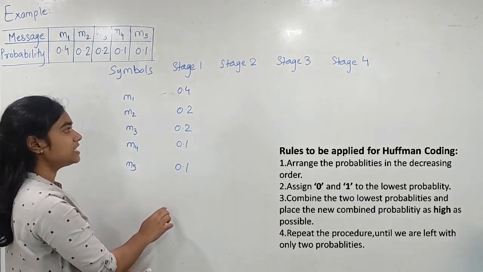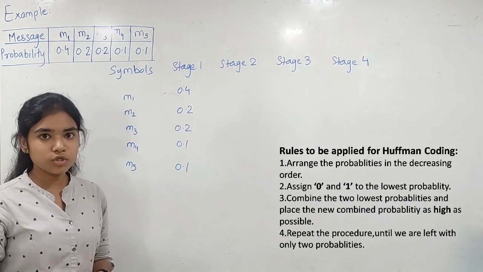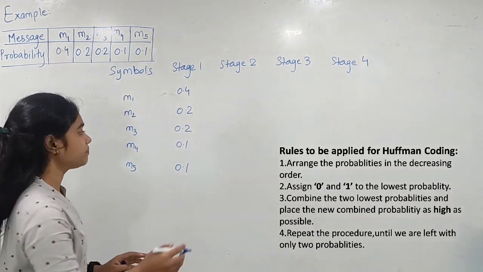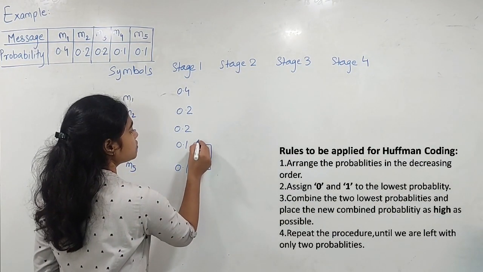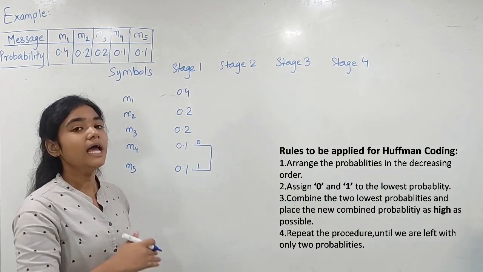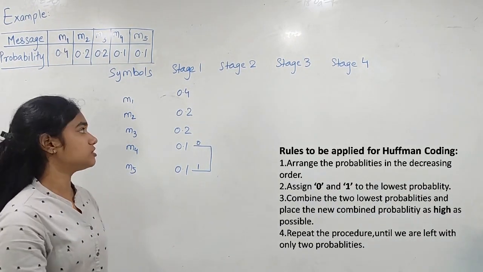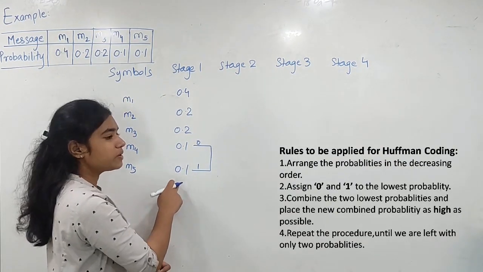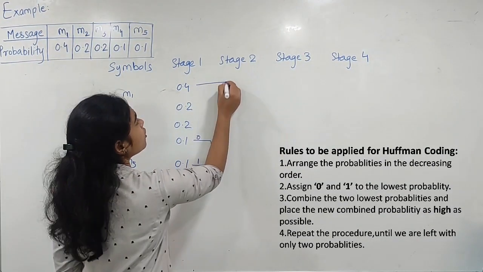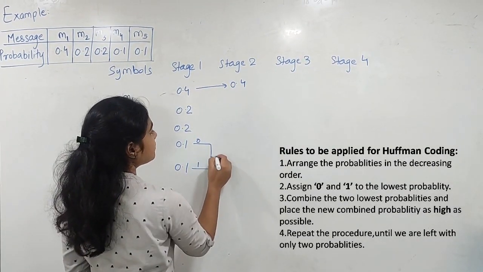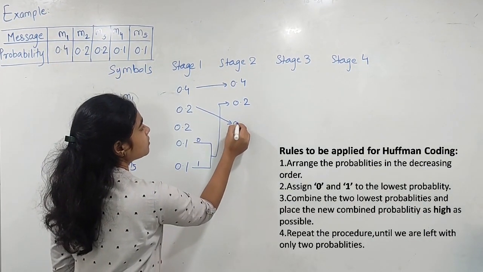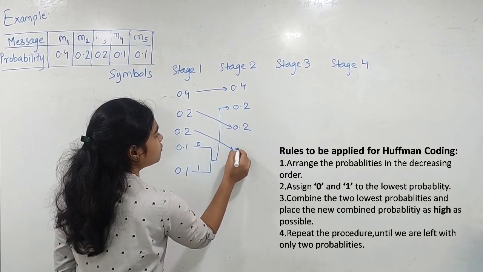So we have done that. We have arranged it in decreasing order. As rule 2 states, we have to assign 0 and 1 to the 2 probabilities which are lowest. These are the 2 lowest probabilities. We assign them 0 and 1. Now as rule 3 states, we have to combine them and place it as high as possible. 0.1 plus 0.1 will give me 0.2. Of course we could not place it above 0.4. So 0.4 will occupy this place, and the combined probability, which is 0.2, will be placed here. Then this will move here and this 0.2 will move here.